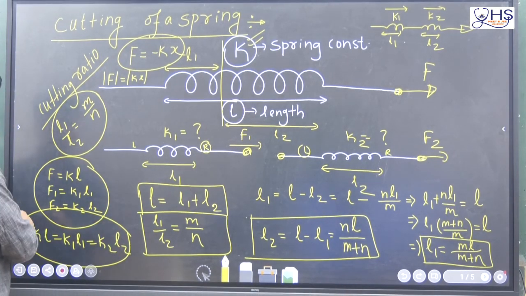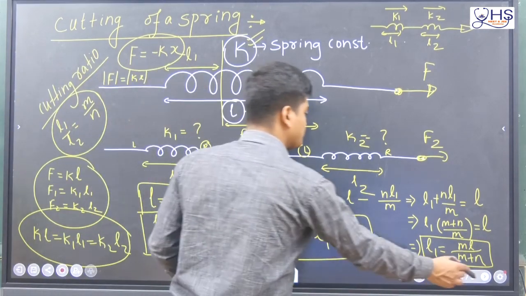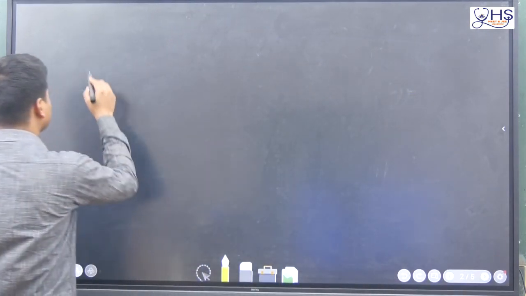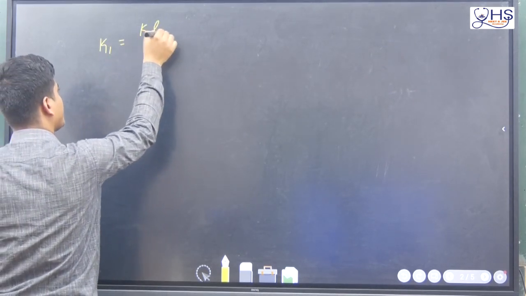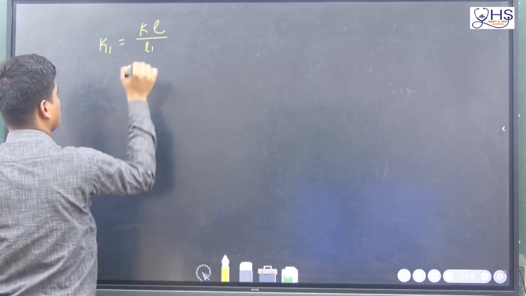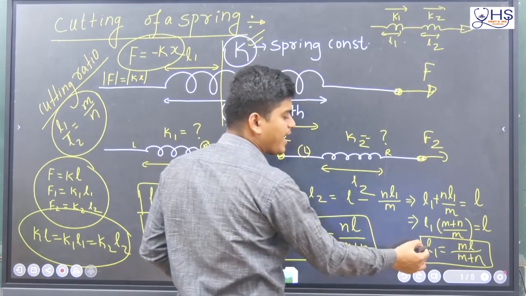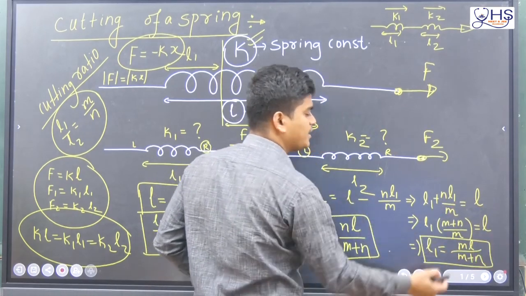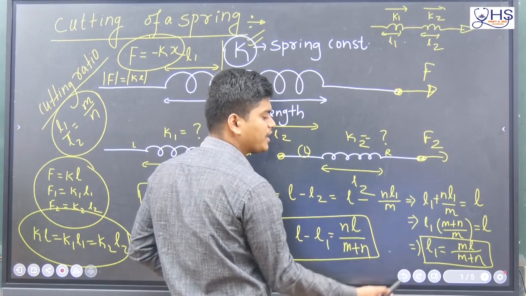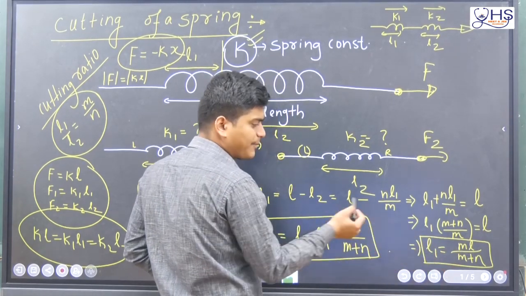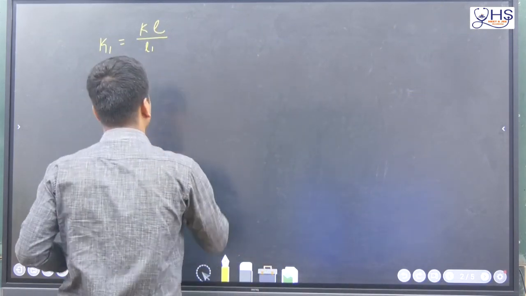Now here, KL equals K1 L1 equals K2 L2. Understand here, if you want to find K1, it is KL by L1. In this expression, L is there and L1 is there. If I take L1 to the right hand side, it becomes L by L1. If I take M plus N to the left hand side and M down, then I can get the value of L by L1.